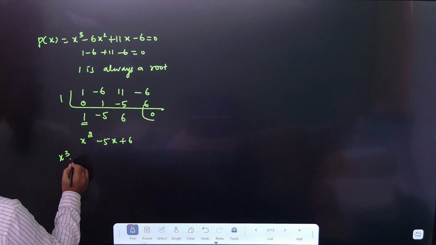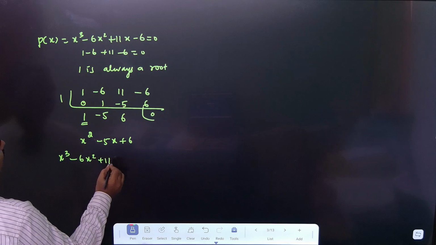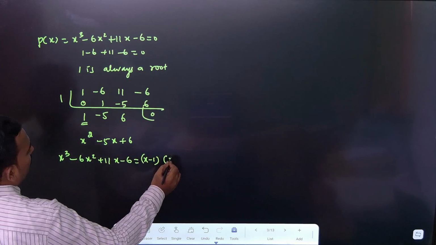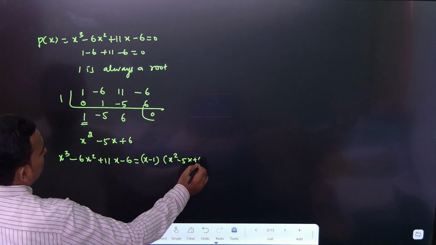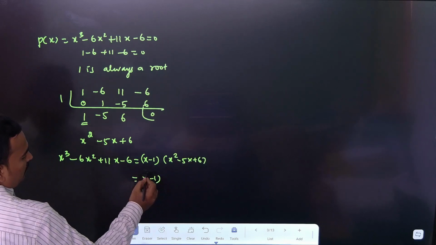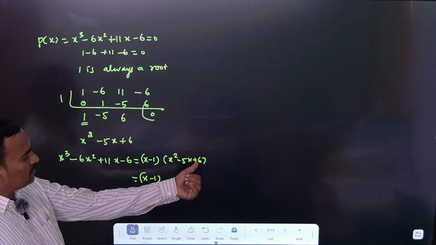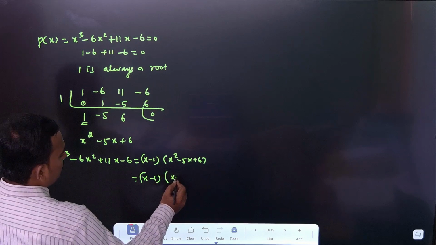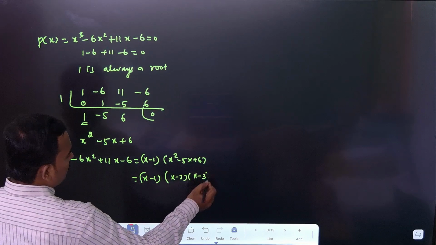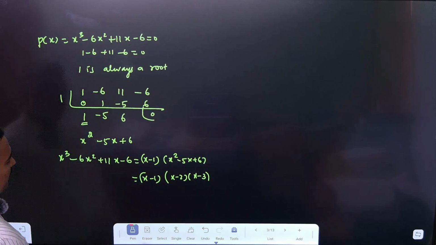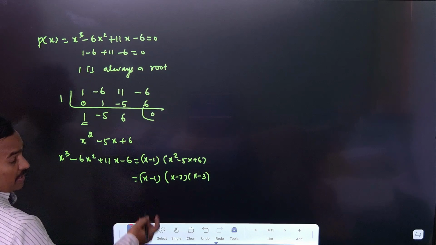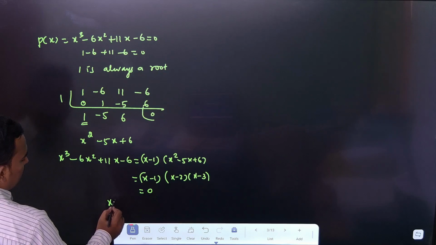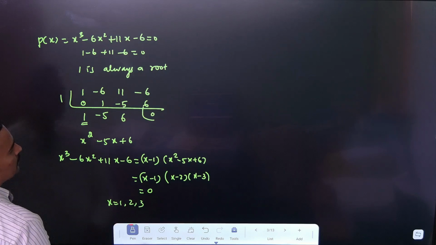Therefore, x cube minus 6x square plus 11x minus 6, how to write? x minus 1 into x square minus 5x plus 6. The product is 6, the sum is minus 5. So 3 into 2 you can write, that is x minus 2 into x minus 3. Therefore, the roots are, we need to find the roots means you equate to 0, then what will we get? x equal to 1, 2, 3.